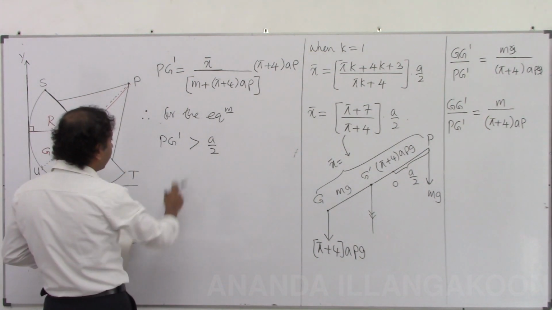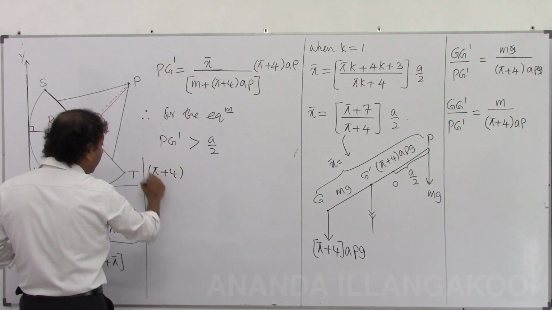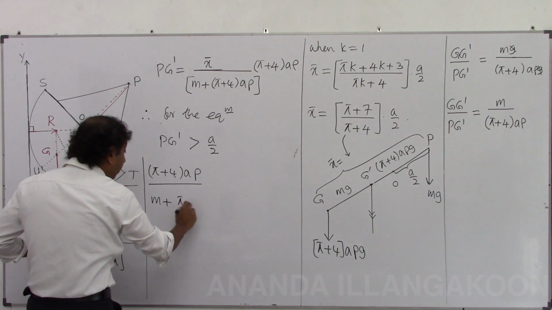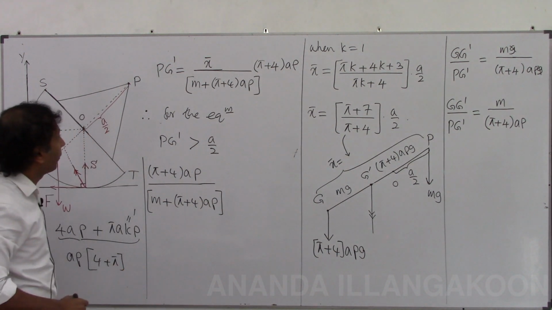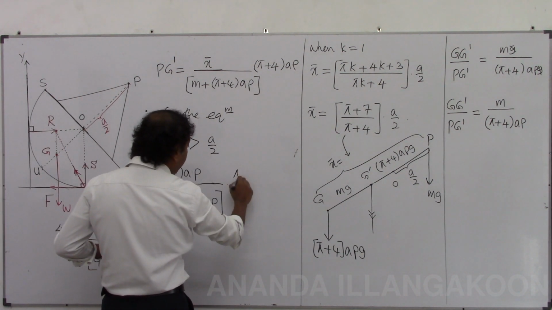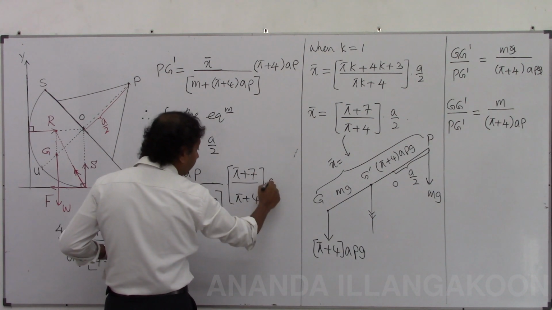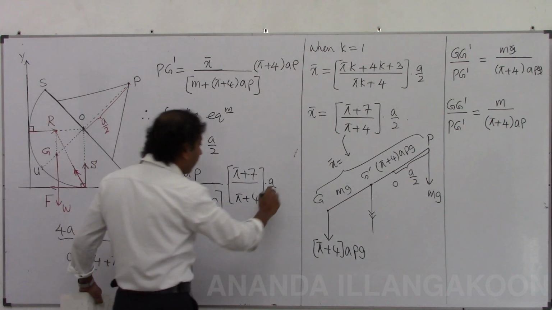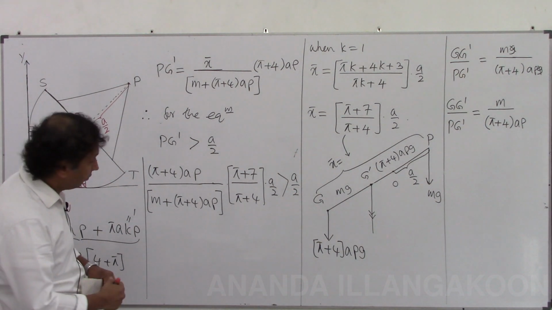Yes, x bar. That one I can substitute here now. 5 plus 4 a rho, this one I wrote, divided by m plus 5 plus 4 a rho, and x bar is this answer, 5 plus 7 divided by 5 plus 4 into a by 2. So 5 plus 4 a rho divided by m plus 5 plus 4 a rho into x bar, 5 plus 7 divided by 5 plus 4 a by 2 should be greater than a by 2. Then simplify this. You get this answer.